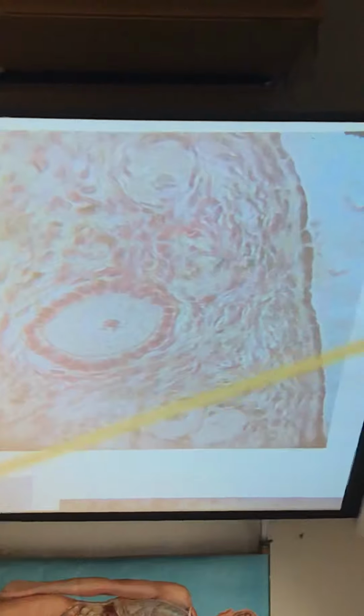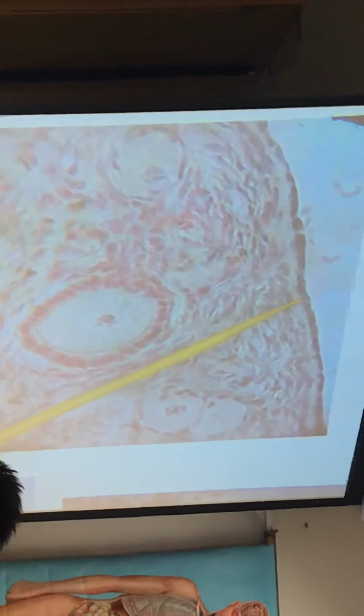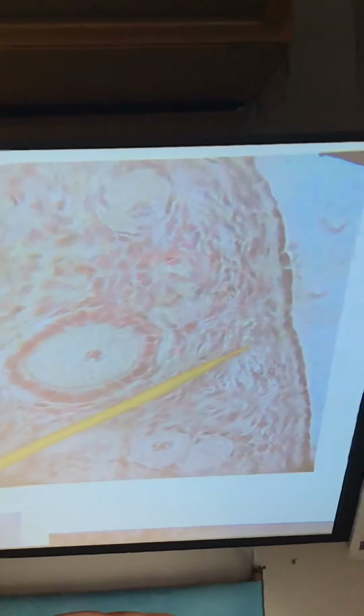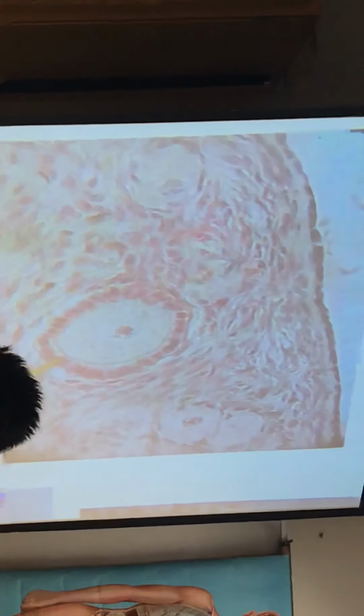Cortex of the ovary, identify the specific layer. Germinal epithelium, specific layer. Tunica albuginea. We know our primary follicle and primordial. We also saw that secondary follicle.